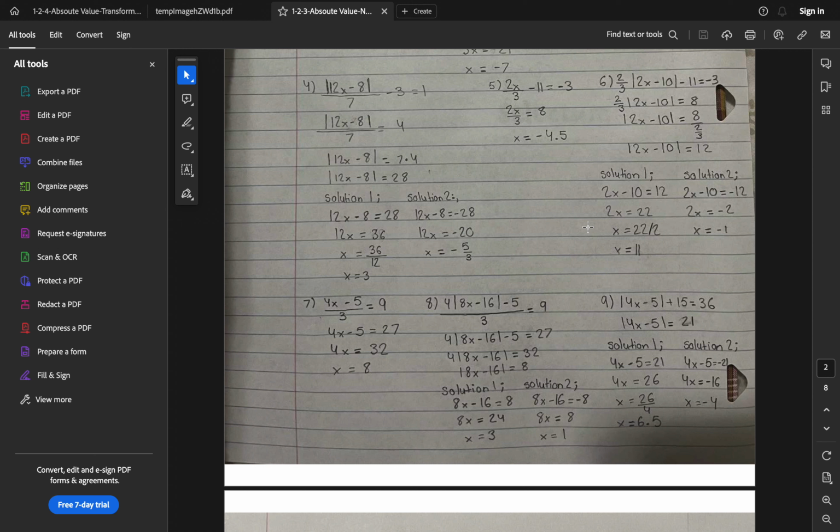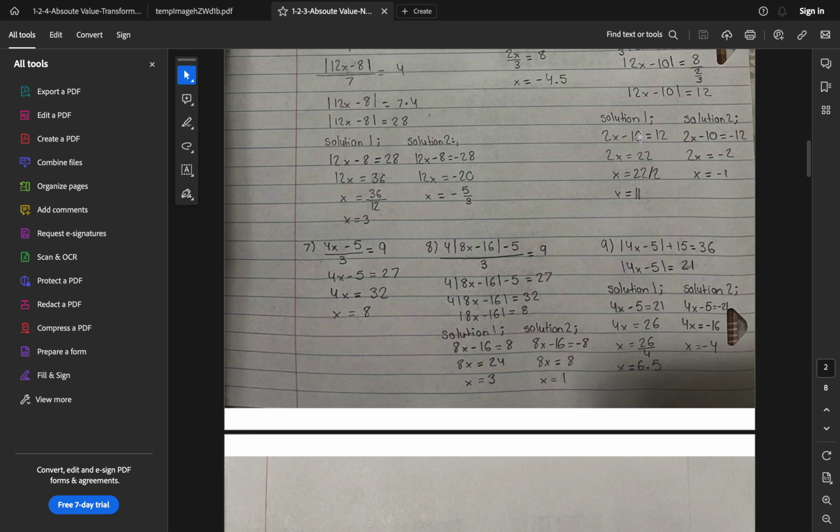On to question number 6, we have 2 over 3 absolute value of 2x minus 10 minus 11 is equivalent to negative 3 right here. So first things first, we isolate the absolute value. So basically we bring the negative 11 over to the other side, right? It becomes 8 on the other side. Once again, we isolate again. So we times both sides by 3 over 2 to get rid of the 2 over 3 on the left side, or you could divide 8 by 2 over 3, same thing, right? And you end up getting absolute value 2x minus 10 is equivalent to 12, right?